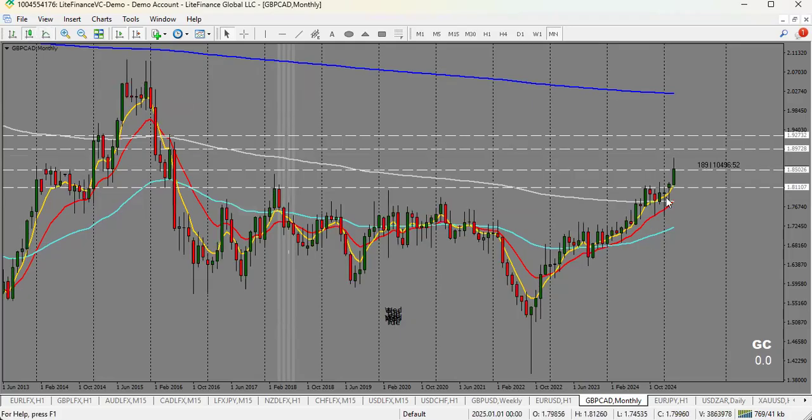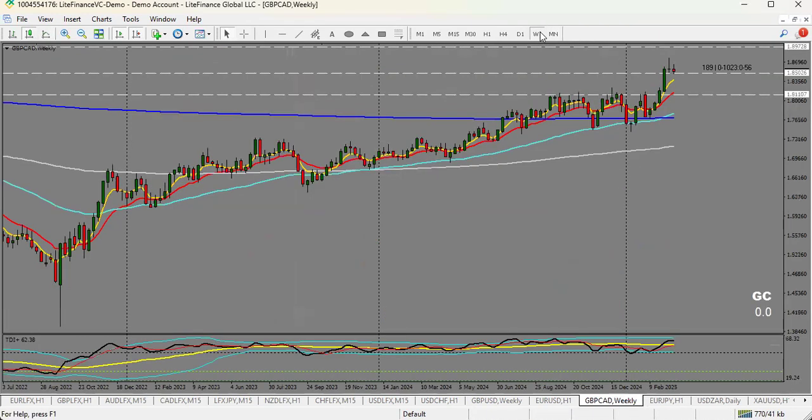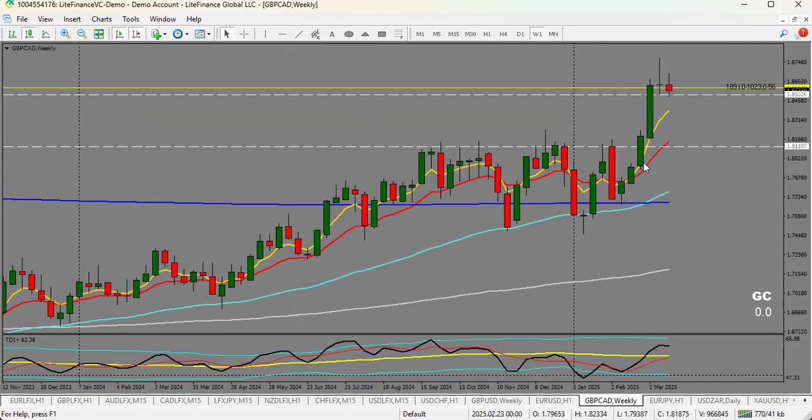Okay, so we are having a bullish market structure here. The market structure is very bullish, yeah. So we're still going up. There are no signs of the market going down based on the monthly time frame. But this is the weekly.